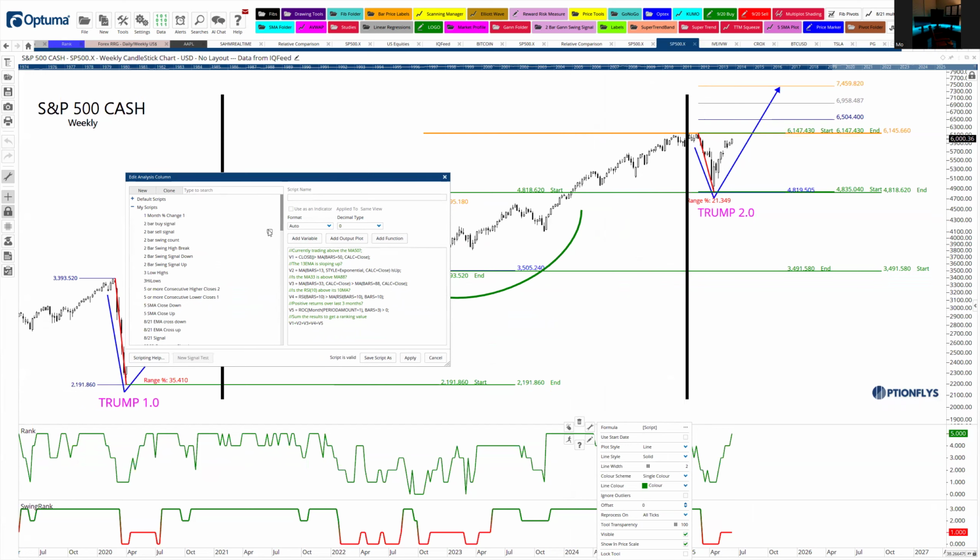This is an S&P 500 weekly. What does it tell you here? Is the price trading above the 50, based on the close? Yes. Is the 13 EMA sloping up? Yes.